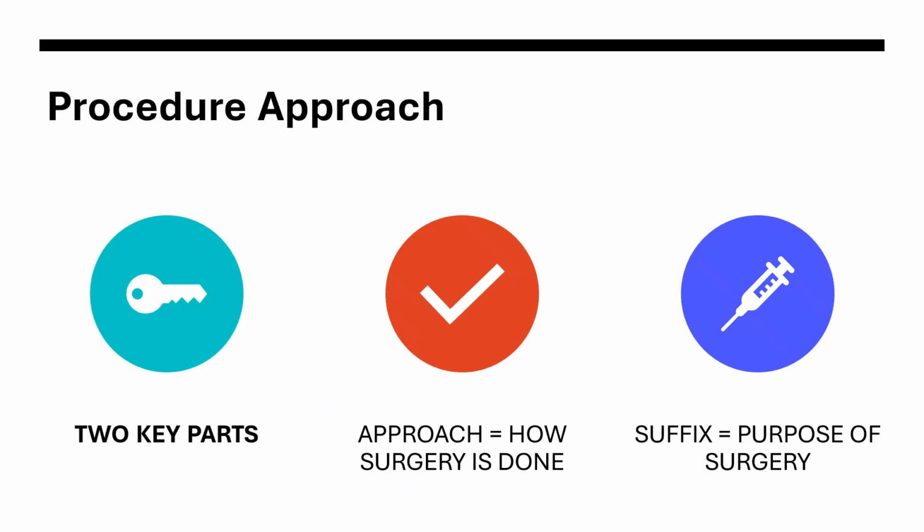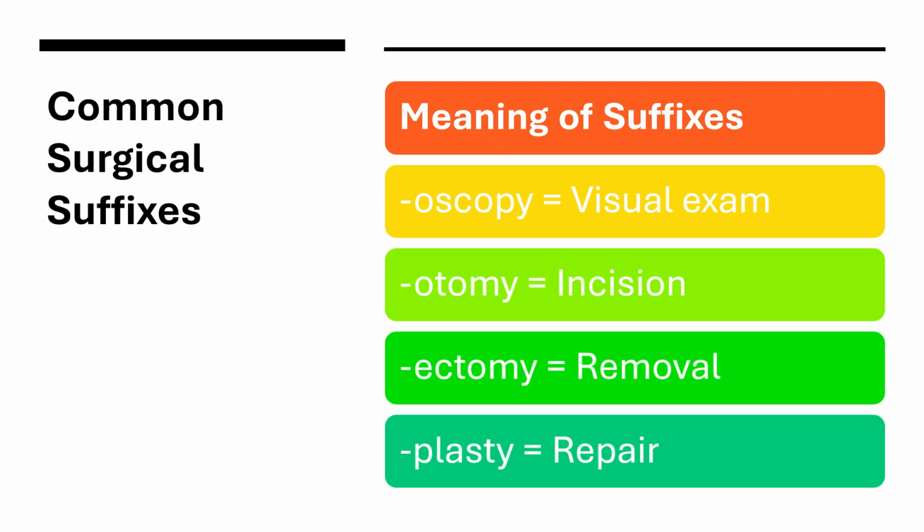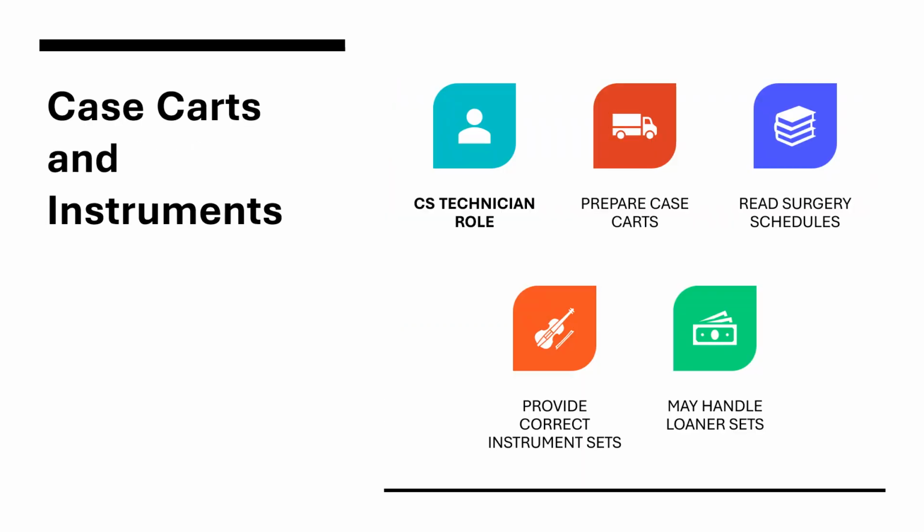Every surgical procedure has two important parts: the approach, which shows how the surgery is performed, and the suffix, which shows the purpose of the procedure. These suffixes help identify the type of procedure being performed, such as viewing, cutting, removing, or repairing. Central service technicians are responsible for preparing case carts based on surgery schedules. This includes ensuring all correct instruments and supplies are ready for each procedure.